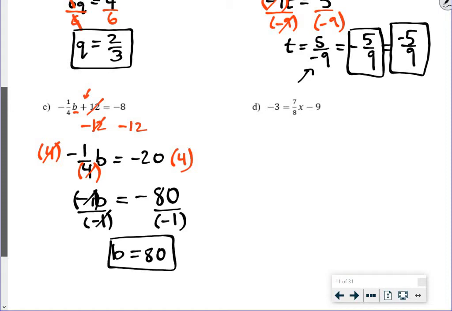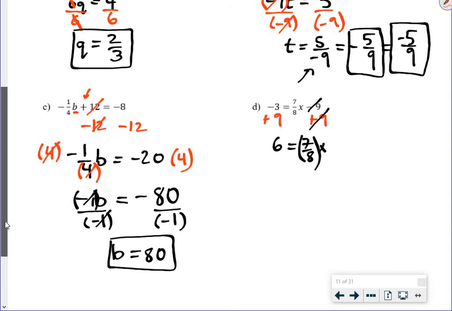Okay, last one on this page. We want to get x on its own. So SAMDEB, add 9 to both sides. Negative 9 plus 9 is 0. Negative 3 plus 9 is 6. We've got 7/8 x on the right. So if you're comfortable with this, we can do this in one step. So 6 equals 7/8 x.